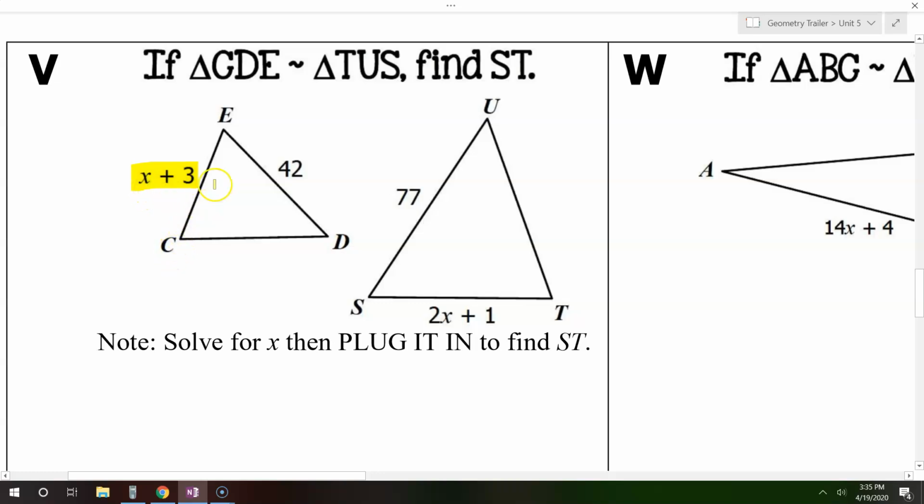X plus 3 is CE. CE is the beginning and the end of this similarity statement. So that's going to correspond with TS. And TS is down here, so these are the corresponding sides. Similarly, this is ED. ED is right here. That's going to correspond with US, which is right here. So these are corresponding sides.